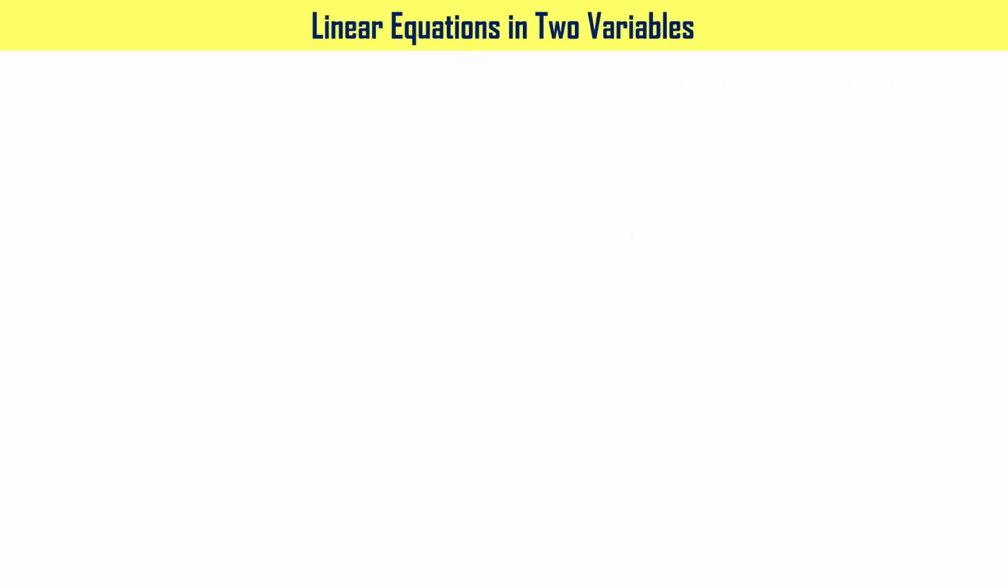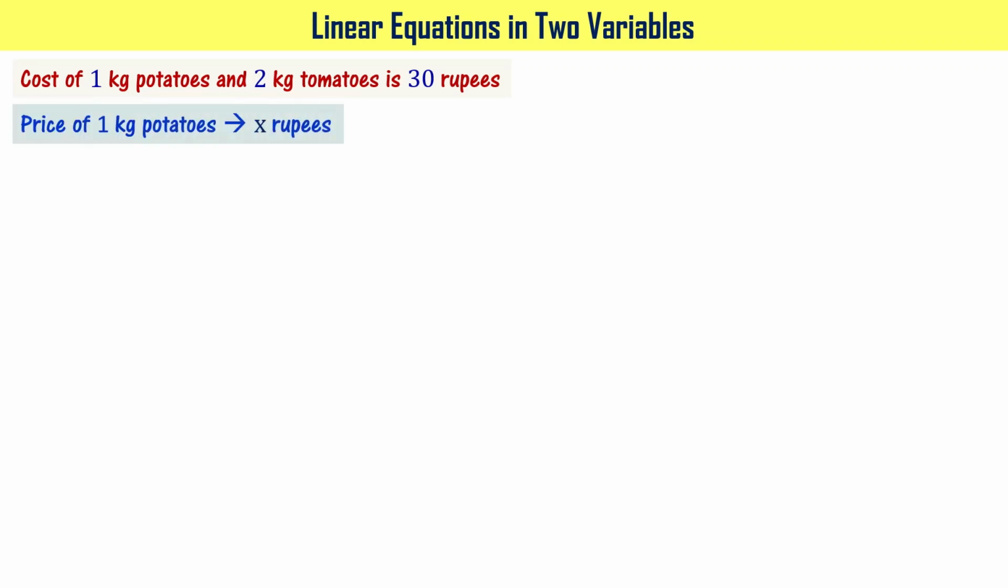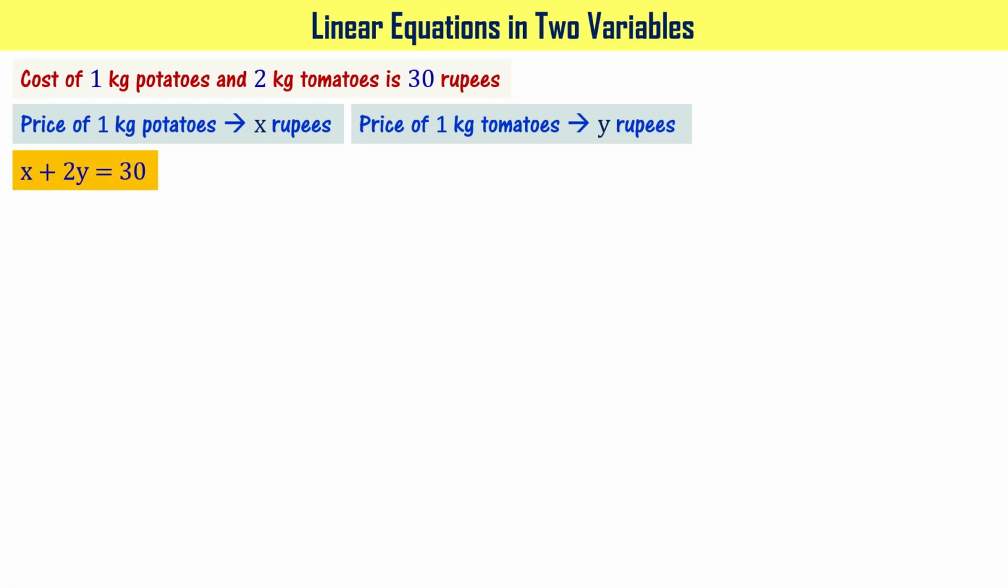Let's learn about linear equations in two variables now. Cost of 1 kg potatoes and 2 kg tomatoes is 30 rupees is a statement, right? This statement can be written as an algebraic equation. To do that, let's say that price of 1 kg potatoes is x rupees, price of 1 kg tomatoes is y rupees. Then the given statement can be written as x plus 2y equal to 30. That can also be expressed as x plus 2y minus 30 equal to 0, right?